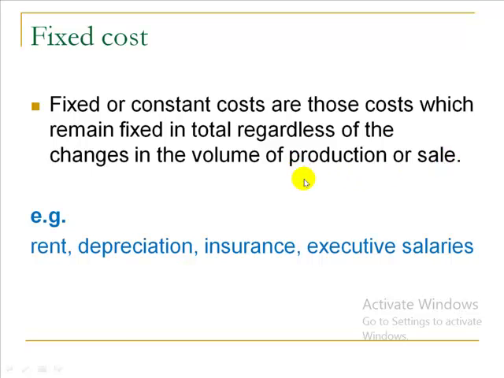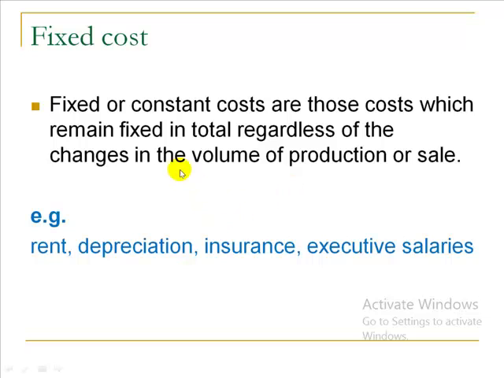For example, if in our factory we have rented a building, we are paying rent for the building. If in that building we are manufacturing 1000 chairs, or 1 chair, or 0 chairs, meaning no chairs, we will still be required to pay the rent of the building.